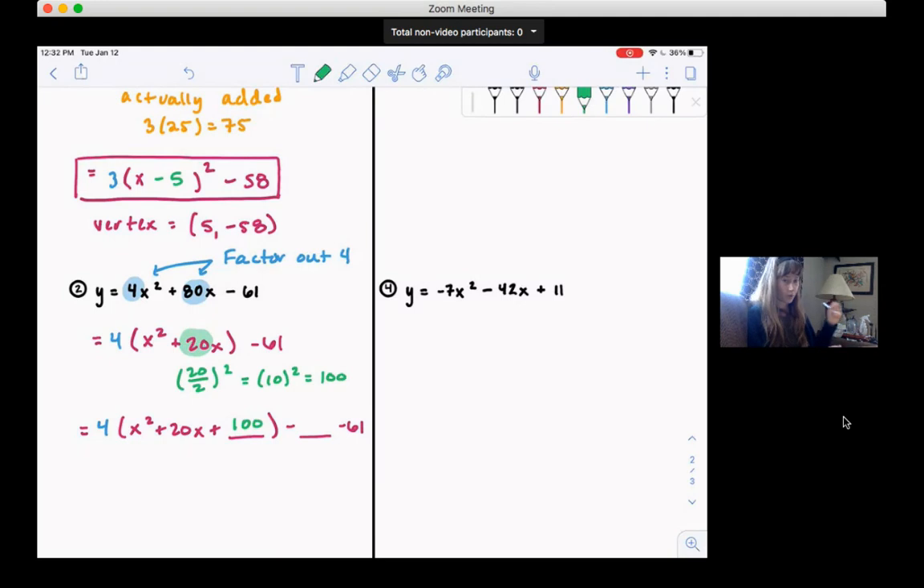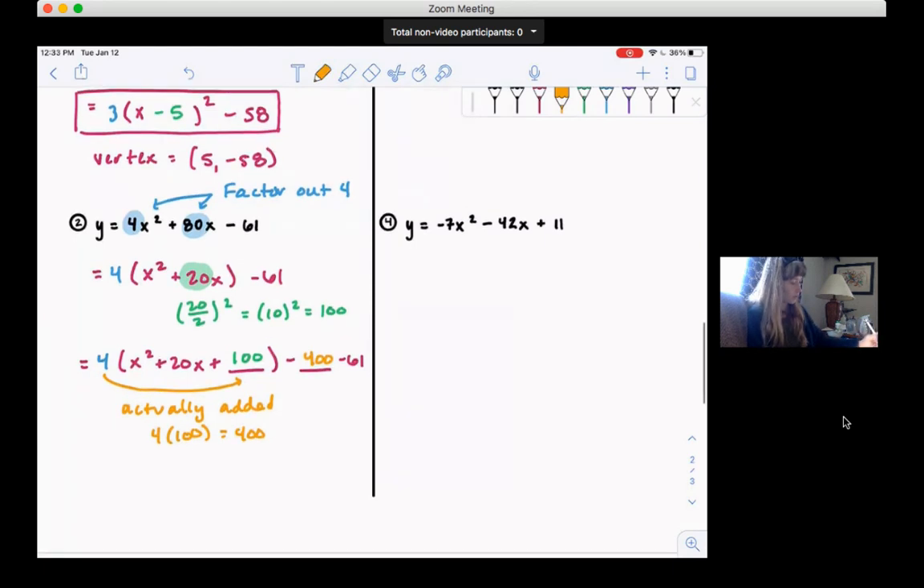Now we need to know what number do we subtract to keep our function the same. And instead of just subtracting 100, we have to incorporate the leading coefficient. So we've actually added 4 times 100, which is 400. So outside, we're going to subtract 400 to keep our function the same.